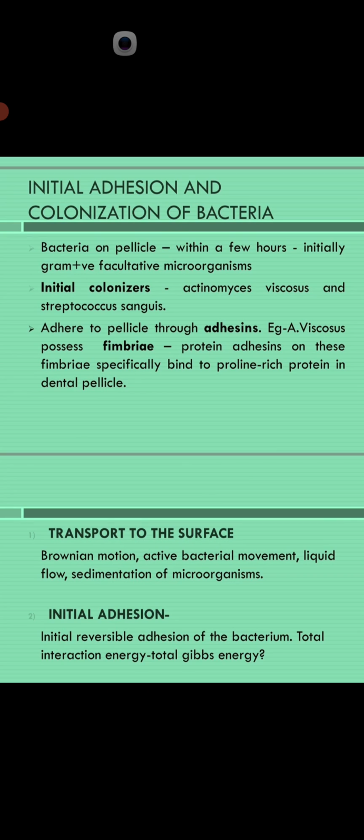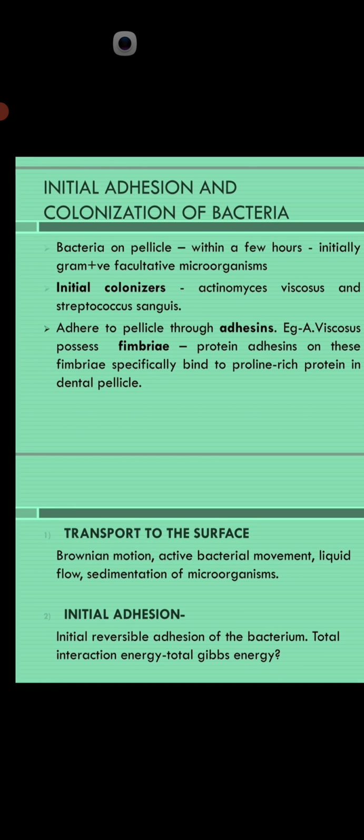After transport to the surface, there is an initial adhesion. Now, the initial adhesion is the reversible stage. Initial reversible adhesion of bacterium. This is an important point. The total interaction energy, the total Gibbs free energy, determines how initial adhesion occurs. We have already studied Gibbs free energy. Now the MCQs. This point is important. The initial adhesion of bacteria occurs with the dental pellicle through energy interaction, which is the total Gibbs energy, and the transport to the tooth surface is by Brownian motion, active bacterial movement, liquid flow, and sedimentation of microorganisms.